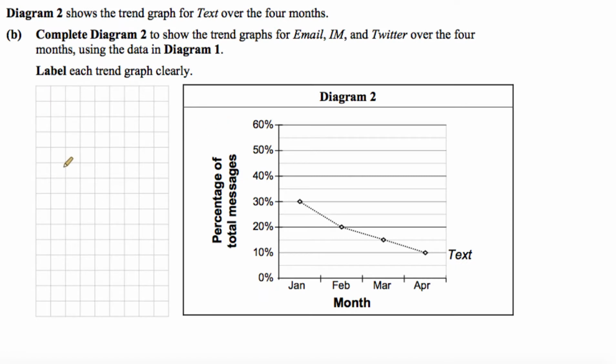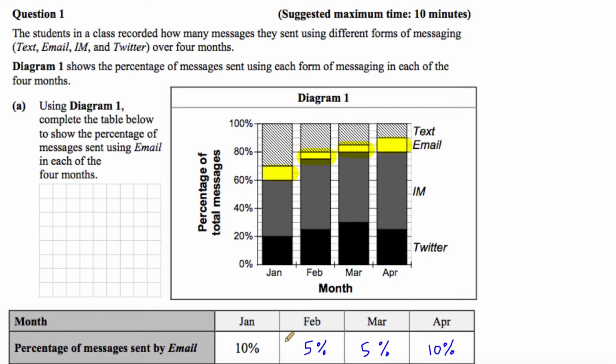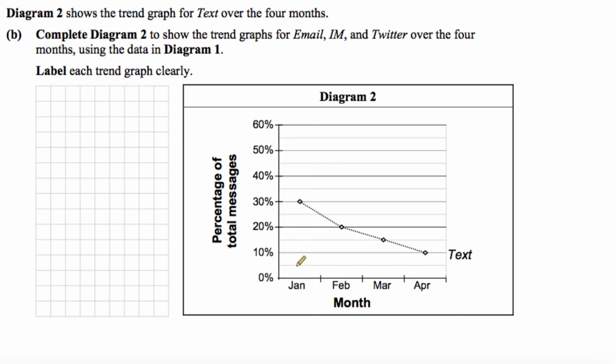Diagram 2 shows the trend graph for text over the 4 months. Part B says, complete diagram 2 to show the trend graphs for email, IM and Twitter over the 4 months using the data in diagram 1. Label each trend graph clearly. So for text, it was 30 in January, 20 in Feb, 15 in March and 10 in April. Okay, well, we've just done the percentages for email, so it's 10, 5, 5, 10. So we can put that in.